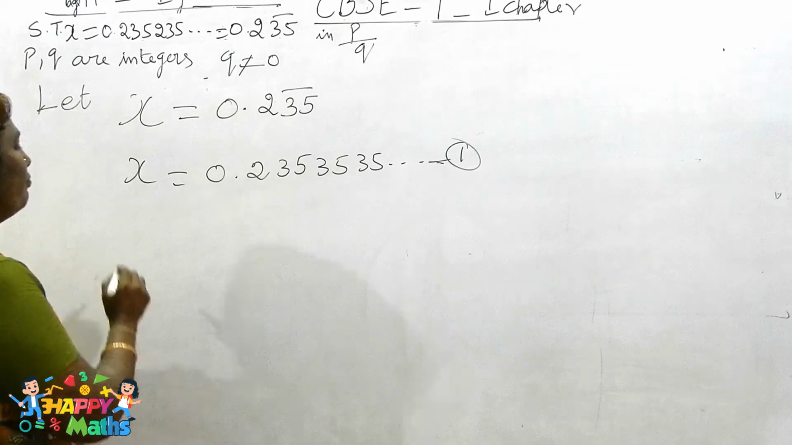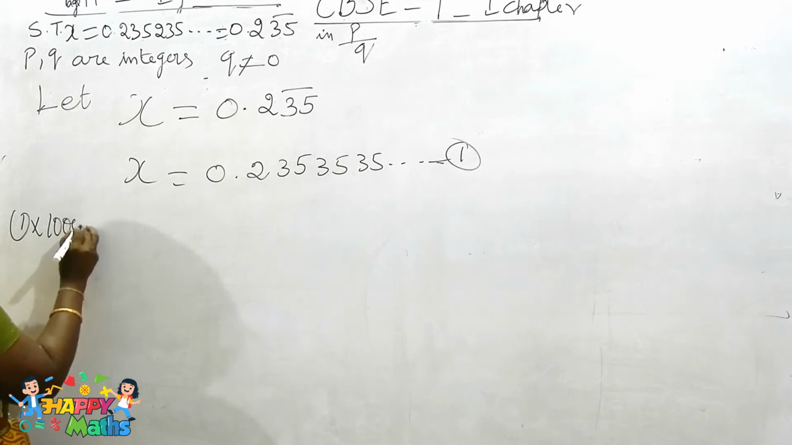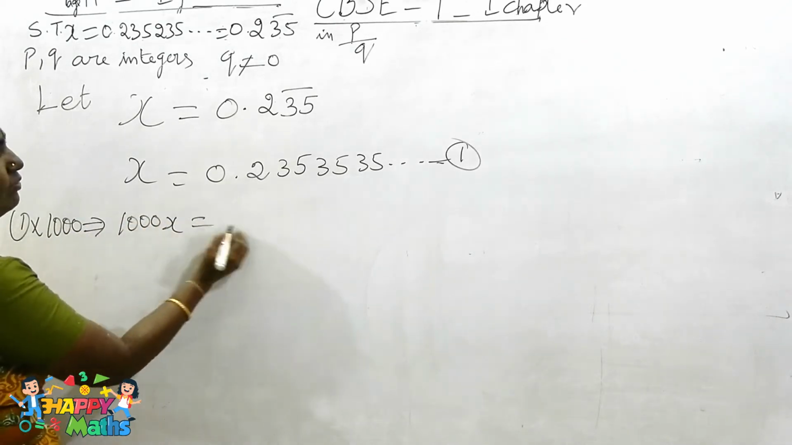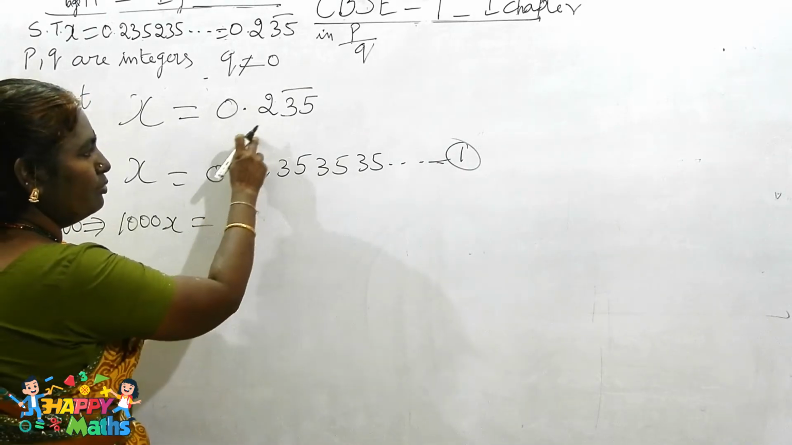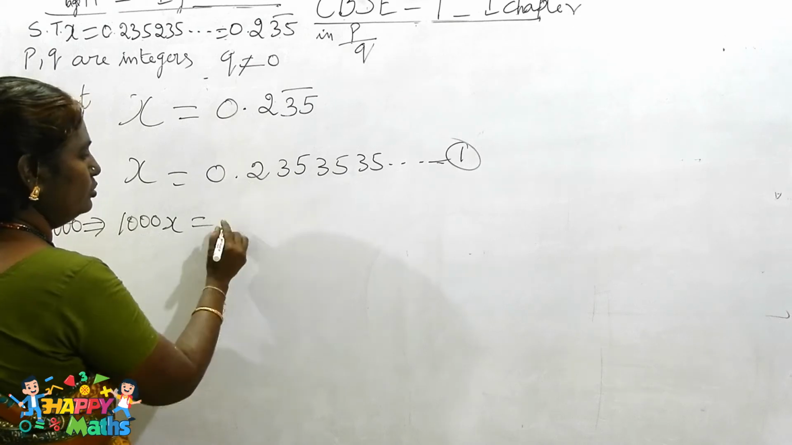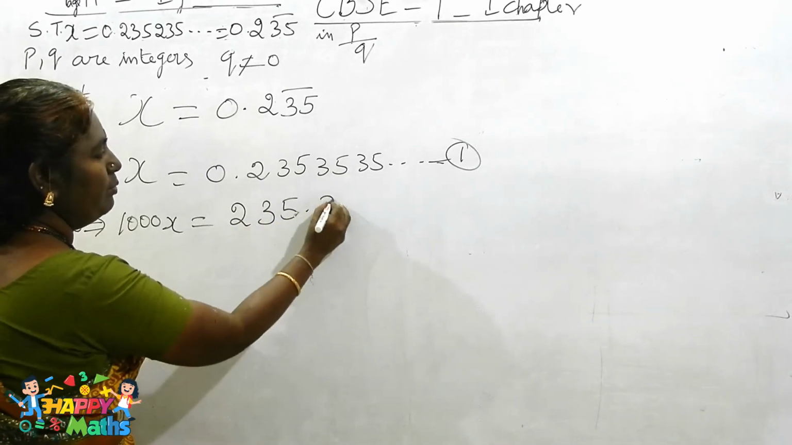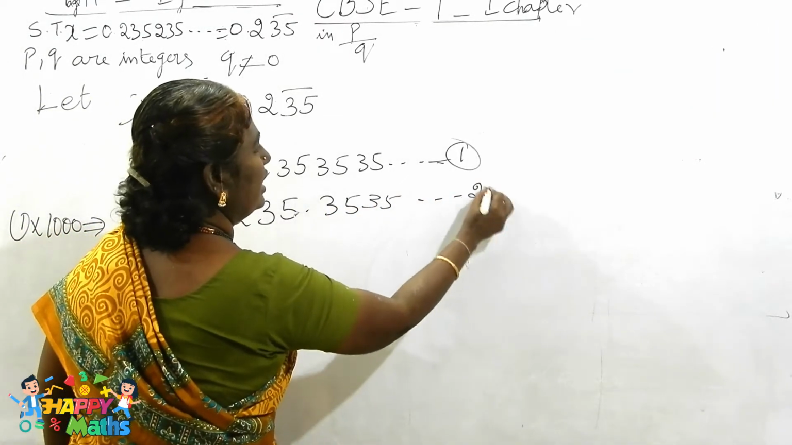3 digits. So first I need to multiply equation 1 by 1000. When I multiply by 1000, it becomes 1000x is equal to, how will the point move? The point will move up to these 3 digits. So this will become 235.3535, it keeps on going. This is equation number 2.